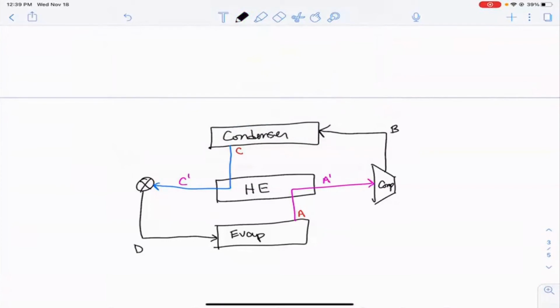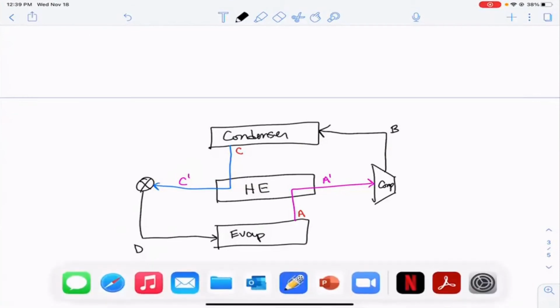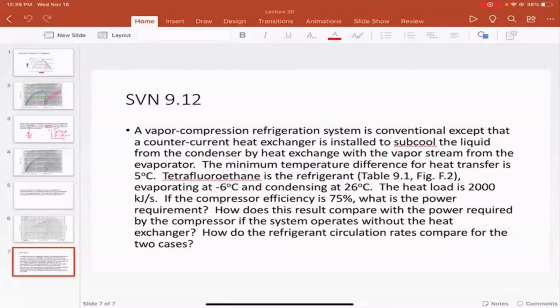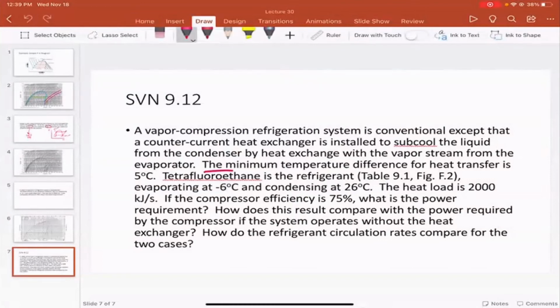Now, because we enter the compressor at a different temperature, B will not be the same as it was in the previous problem, and D will not be the same as it was in the previous problem, because the valve operates at constant enthalpy, and now we'll be at C prime. We won't be at C. Now, from the problem statement, we do have one more piece of information, and that is that the minimum temperature difference for heat transfer is 5 degrees C.